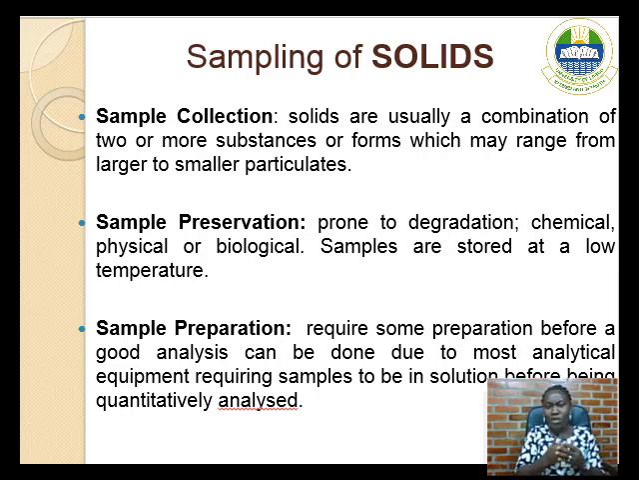So let's go from collection. How do we collect our solid samples? Obviously, solids are usually a combination of two or more substances or forms, which may range from larger particulates like iron ores and solid minerals, to smaller particulates such as precipitates, solid gels, and sodium hydroxide pellets. We also have sediment, soils, roofing sheets, iron filings, and animal tissues. So we have so many like that for the larger particulates and for our smaller particulates.